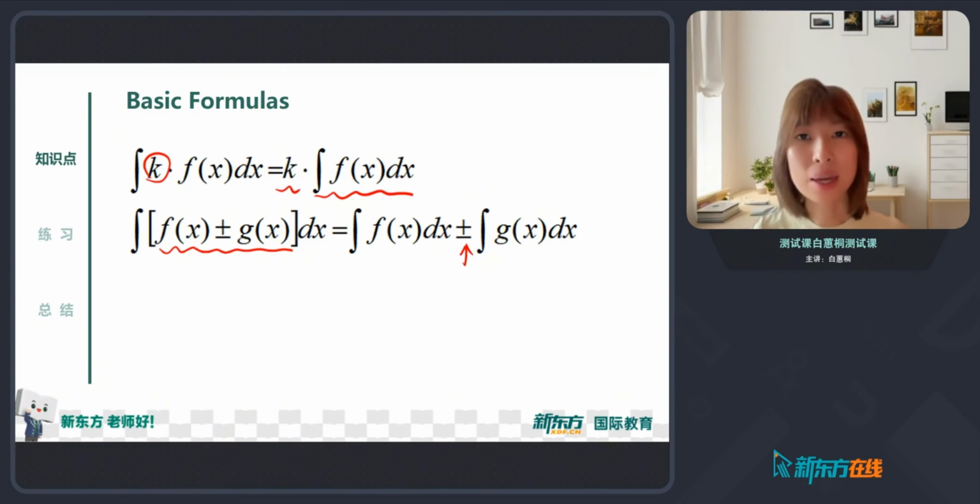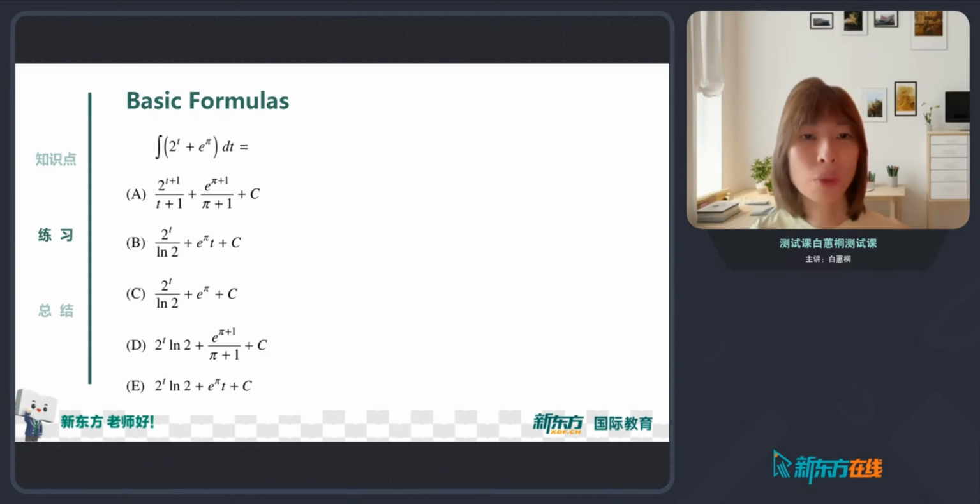So now let's do some exercises. The first one is about integration in terms of t, right? So the function is going to be 2 to the power of t plus e to the power of pi. We have to be really careful here. e is the natural number, a constant. Pi is also a constant. So e to the power of pi is going to be a constant. So when you try to integrate, do not just treat it as an expression with a variable, right? So we have to be careful about that.